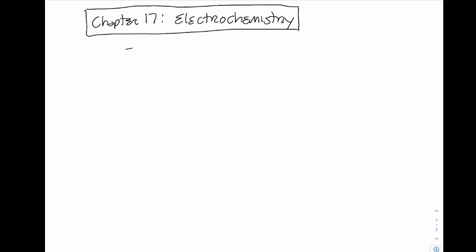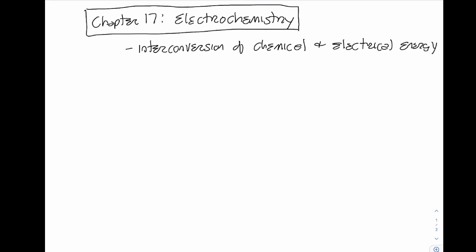So it's involved with the interconversion, so converting between the two, of chemical and electrical energy. The device that this occurs in is called an electrochemical cell. So a battery is an example of an electrochemical cell. So the device that this interconversion occurs in.